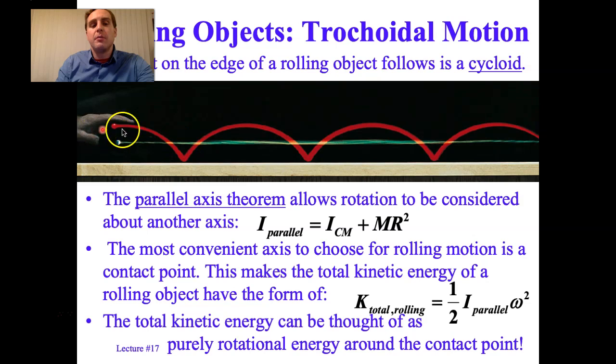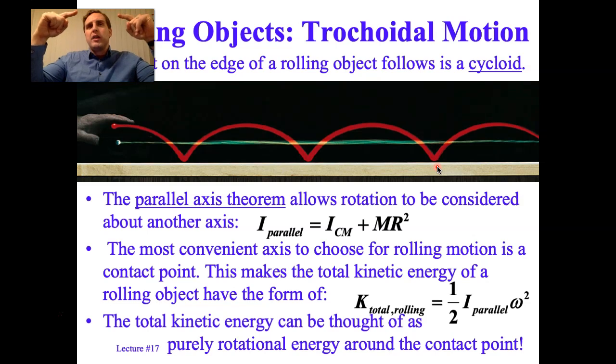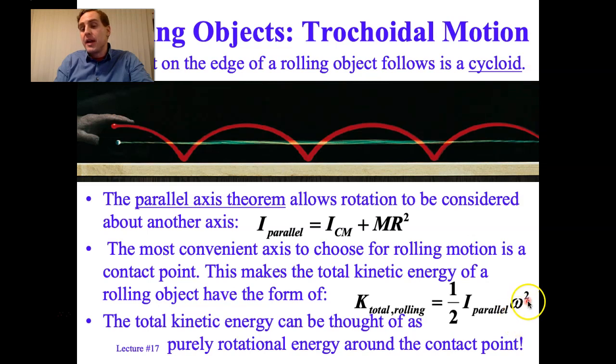So this cycloid path and this trochoidal motion is like saying, suppose there's a different axis of rotation, really. It's not so much about the center of mass, but it's about some point on the edge. And all the kinetic energy is locked up on that point on the edge, sort of rolling along. So that's this parallel axis theorem, moment of inertia times angular velocity squared. That means the total kinetic energy can be thought of as pure rotational kinetic energy about this contact point.